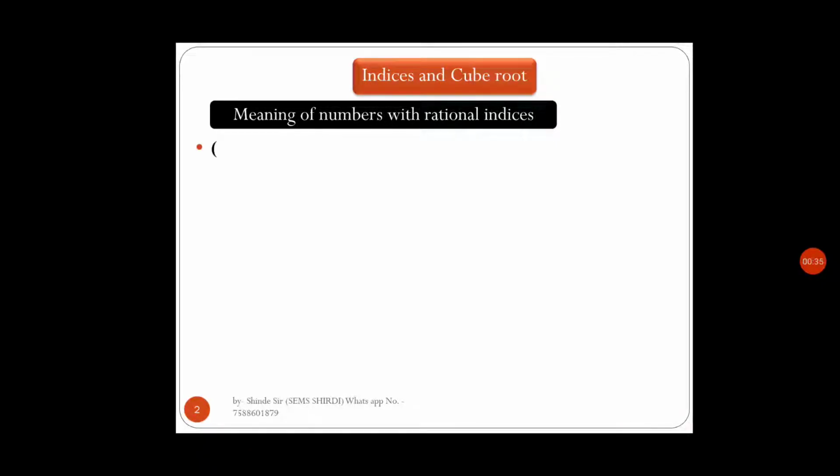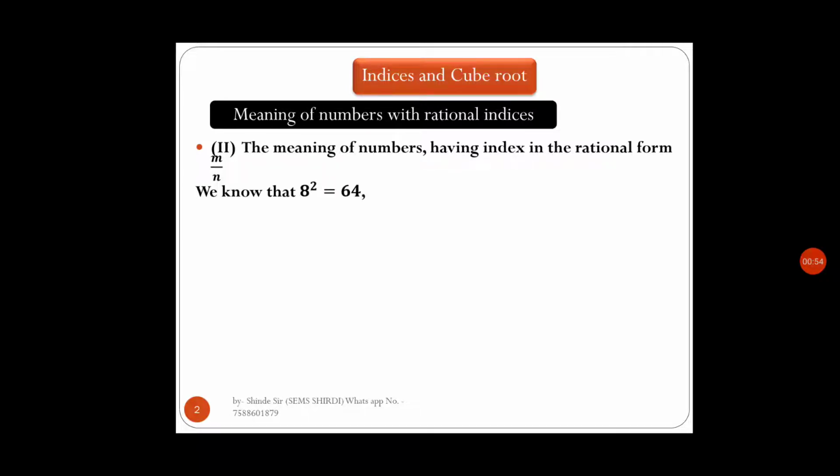Now in this session we see the meaning of numbers having an index in the rational form m by n, and previously we saw 1 by n. Okay, then how to find it, with some examples here.